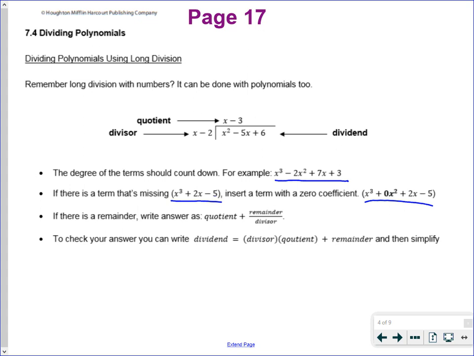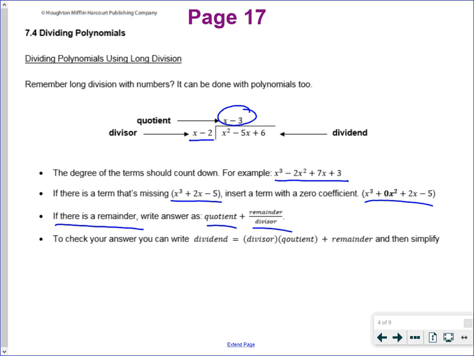Also, many times when you're dividing polynomials using long division, you're going to get a remainder. If there is a remainder, we're going to write it as the quotient, or really our number right here, the x minus 3, plus the remainder divided by the divisor. You're going to see what that looks like in the next two slides.